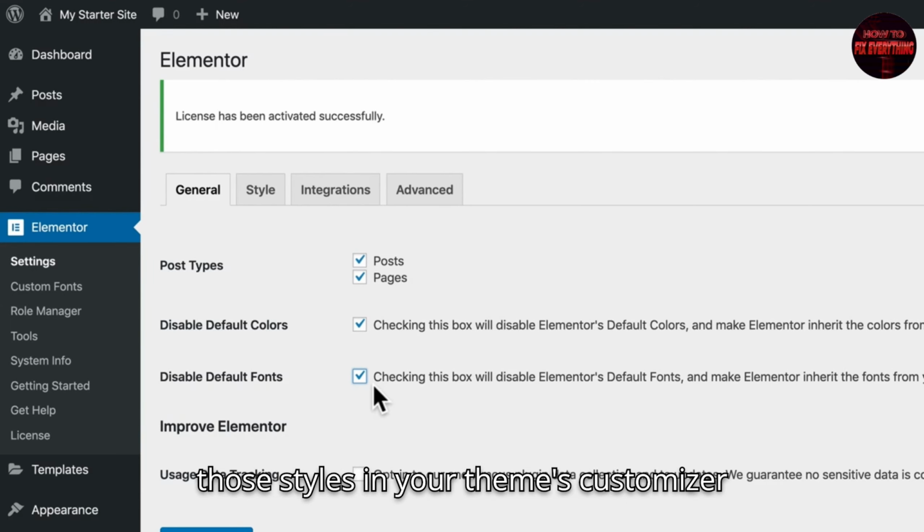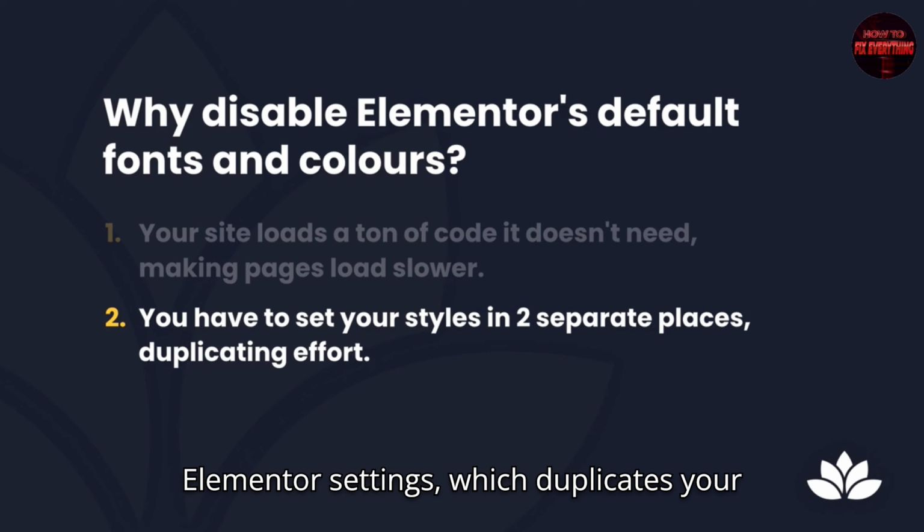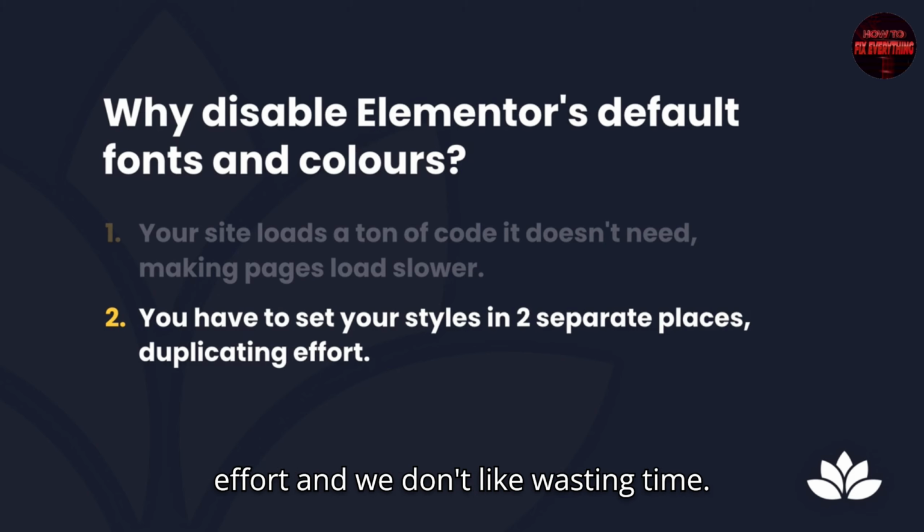If we leave these two boxes unticked, Elementor also loads its own set of global fonts and colors as well. And there are three big problems if that happens. First, your site has a ton of code it doesn't need, which leads to slow loading websites. Two, you have to set all your typography and color settings in two places now, in the customizer and Elementor styles in this area in Elementor settings, which duplicates your effort, and we don't like wasting time.